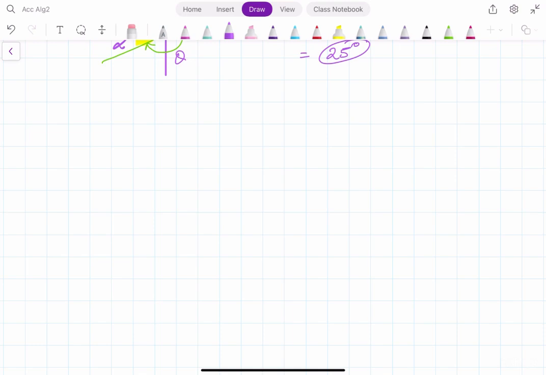So I hope reference angle was clear. After this, let's create another coordinate plane. Now we have another angle.